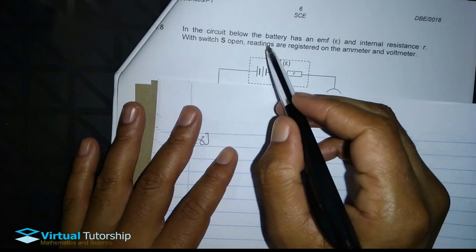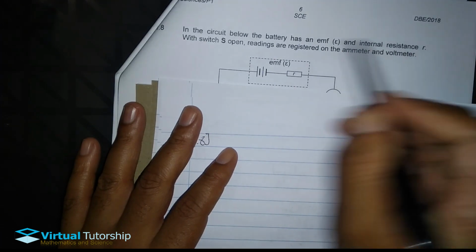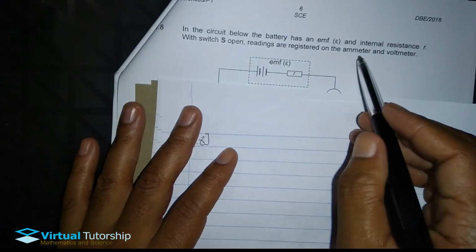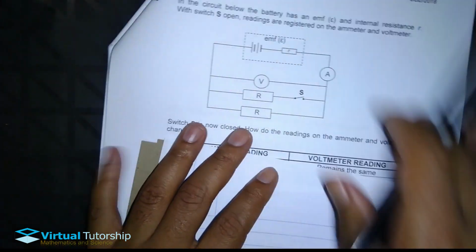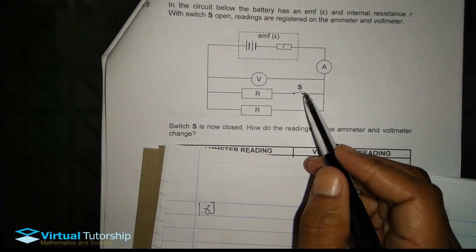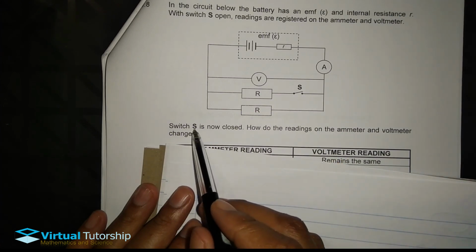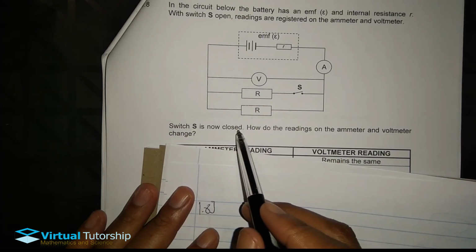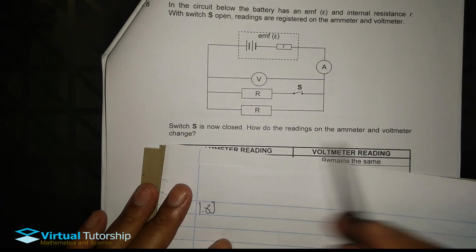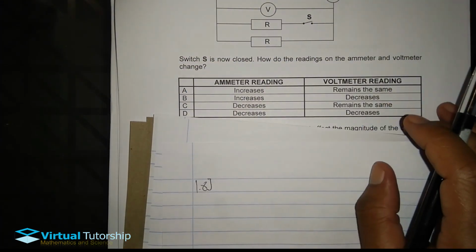1.8. In the circuit below, the battery has an EMF and internal resistance R. With switch S open, readings are registered on the ammeter and voltmeter. So now switch S is open. After closing switch S, how do the readings on the ammeter and voltmeter change?